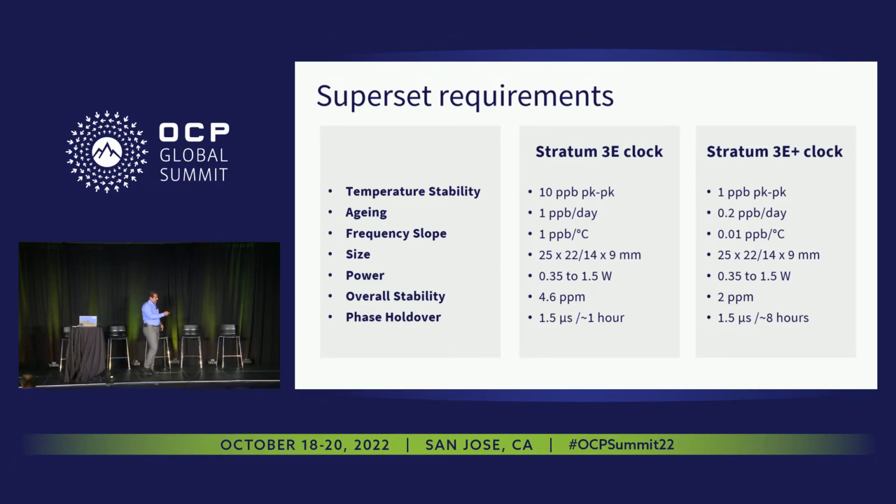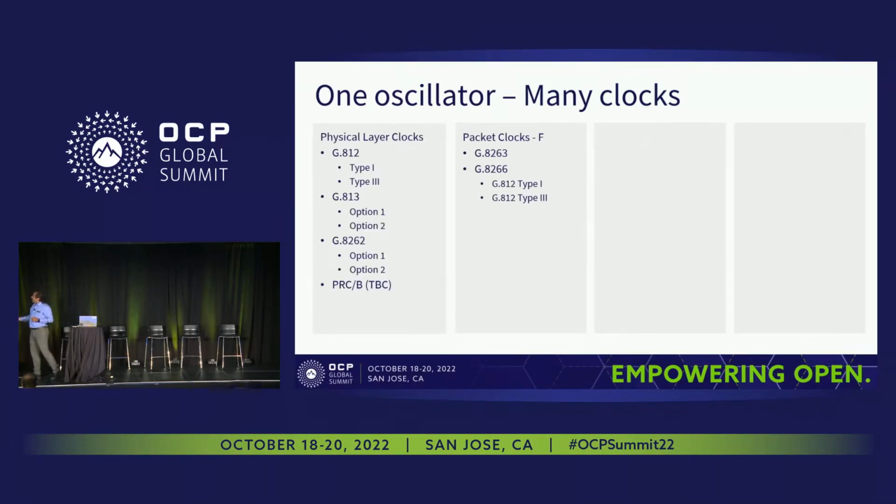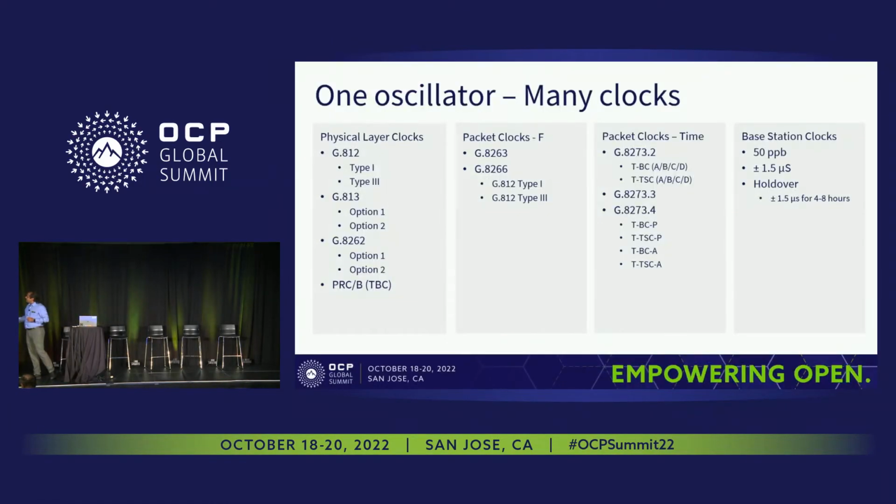So if you select a clock like this, there is nothing called Stratum 3E plus. I'm just saying that it is the next level of Stratum 3E. Then you'll be able to support all these clock types. You have physical layer clock types, all of these that we just discussed. You can have the frequency type packet clocks. We can have the time-based packet clocks and the clocks that are required for base station as well as holdover.